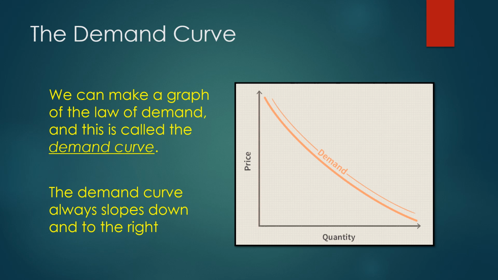The law of demand is something that economists can chart, and we call this chart the demand curve, which is the graph that we see. The photo on this slide is an example of the demand curve. The curve slopes always down and to the right. The price of the product is always on the y-axis, and the quantity of the product is always on the x-axis.